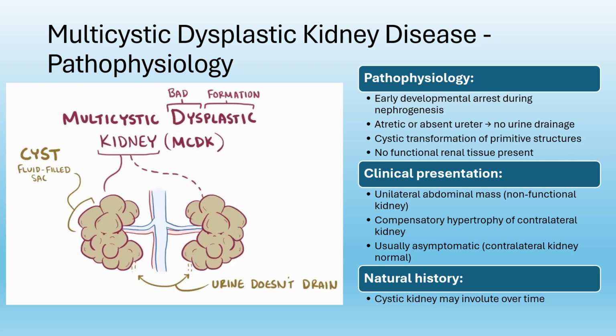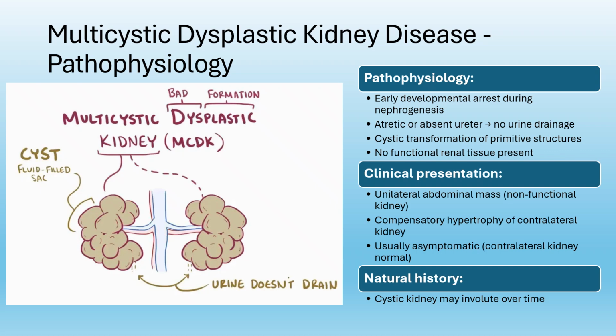Progressive involution occurs in approximately 60% of cases, with complete radiographic disappearance possible by adolescence. This spontaneous regression reflects the non-functional nature of the dysplastic tissue and distinguishes MCDK from conditions such as polycystic kidney disease. Critical management considerations include thorough evaluation of the contralateral kidney, as associated abnormalities occur in 20 to 40% of cases. Vesicoureteral reflux represents the most common contralateral abnormality, followed by ureteropelvic junction obstruction.